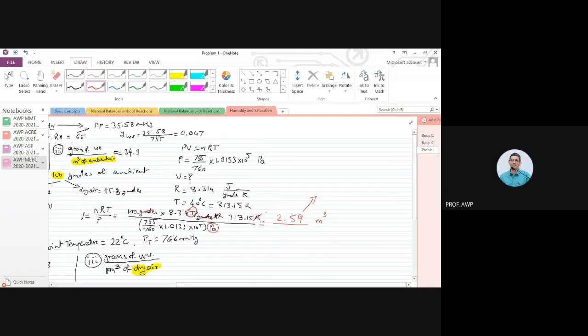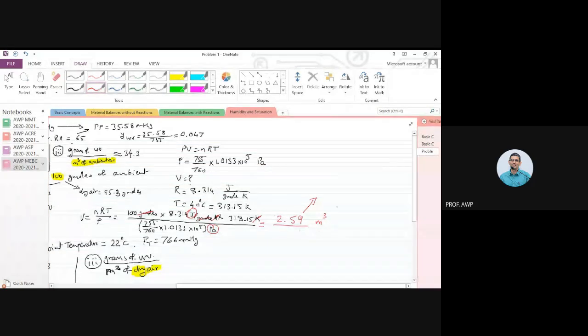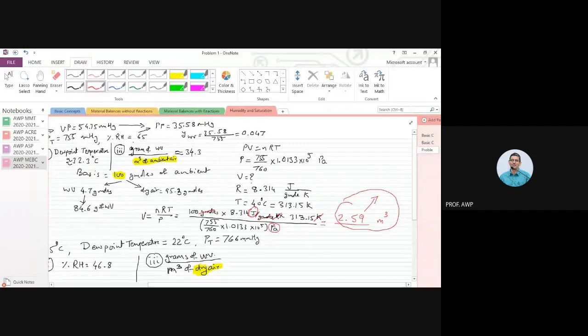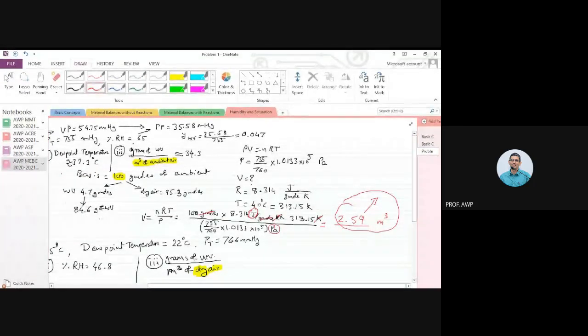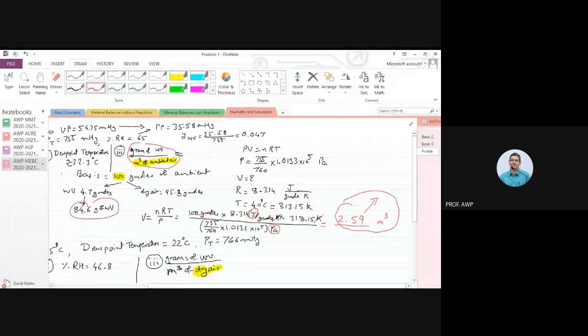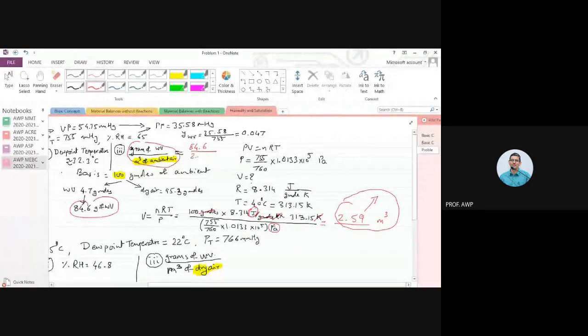2.59 meter cube. So when I take 2.59 meter cube of the ambient air, water vapor in that is 84.6 grams. So grams of water vapor per meter cube of ambient air is 84.6 divided by 2.59. This would be equal to 32.7, 32.66 or 32.7 we can say.